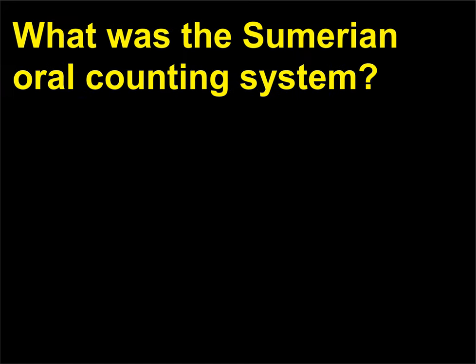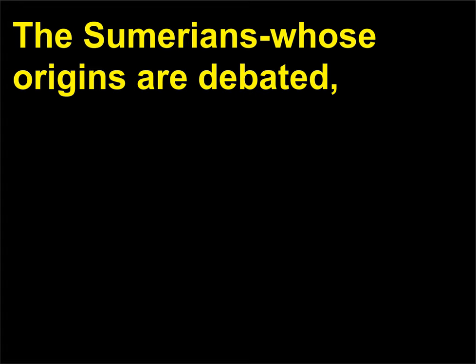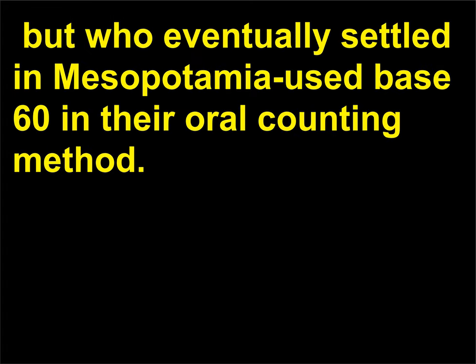What was the Sumerian oral counting system? The Sumerians, whose origins are debated but who eventually settled in Mesopotamia, used base 60 in their oral counting method.